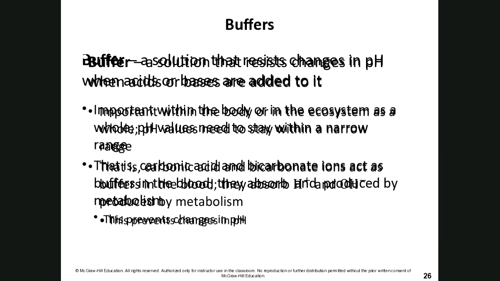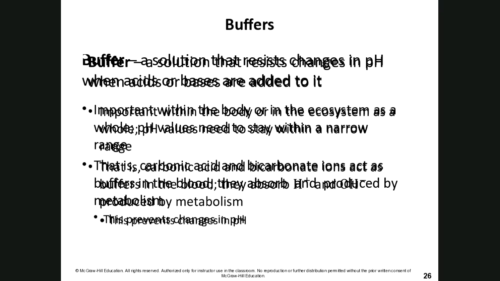Now, buffers are really important in your body because they help to make sure that the pH stays within a narrow range. So we have something called carbonic acid, and it helps to act as a buffer against the blood in much the same way that bicarbonate ions do. So bicarbonate and carbonic acid can add hydrogen ions in order to bring the pH down somewhat if it's too high, and then bicarbonate ions can pick up hydrogen ions in order to increase the pH.